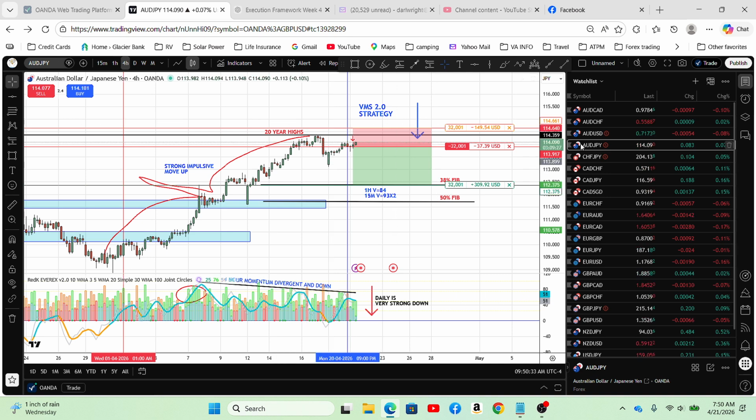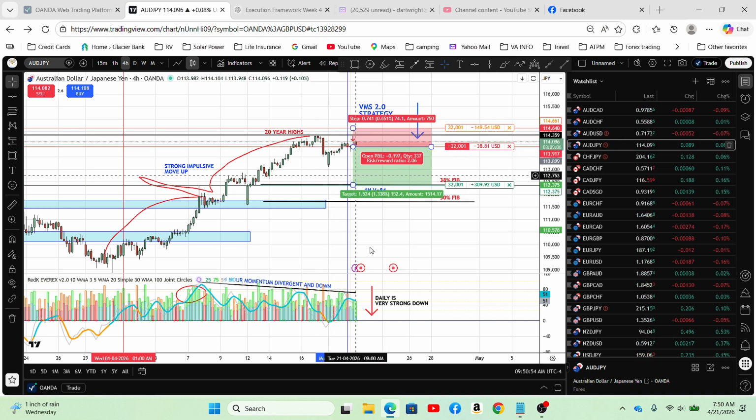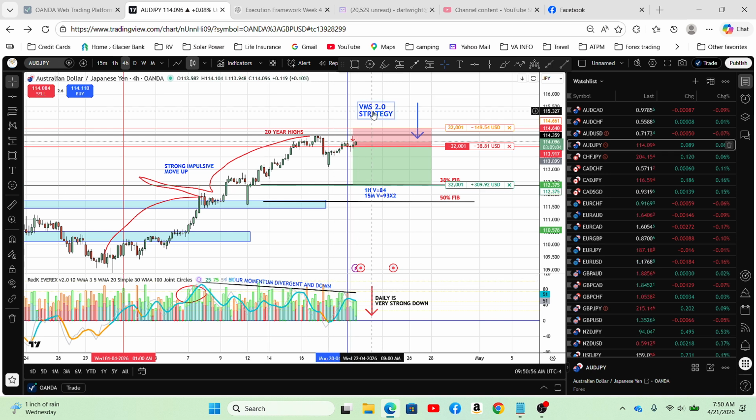This particular market, Australian dollar, Japanese yen, is at 20-year highs, and here is a strong engulfing candle to the downside. So we're looking at structure here on a 4-hour chart. Here's the engulfing candle to the downside, a pullback up to almost the swing high, but not quite. A rejection candle here. And at that point, we started looking at momentum, which is the next thing we look for.